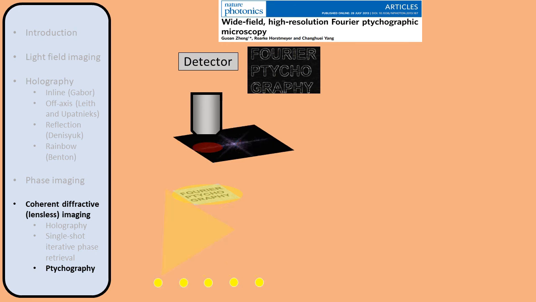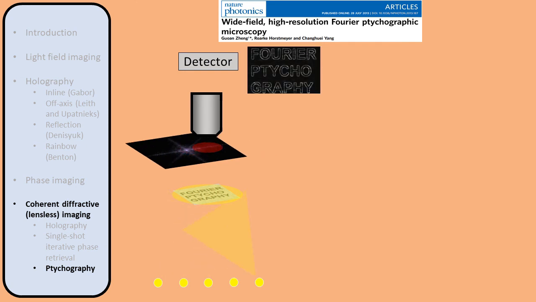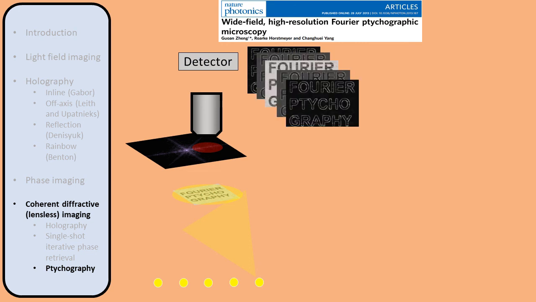So if we have an array of point sources beneath the sample that illuminate the sample from different angles, we can scan the Fourier transform of the transmitted field across the detection lens. For each angle of incidence, a low-resolution image is recorded, and with a set of images, we can reconstruct the entire Fourier transform using the ptychographic algorithm.